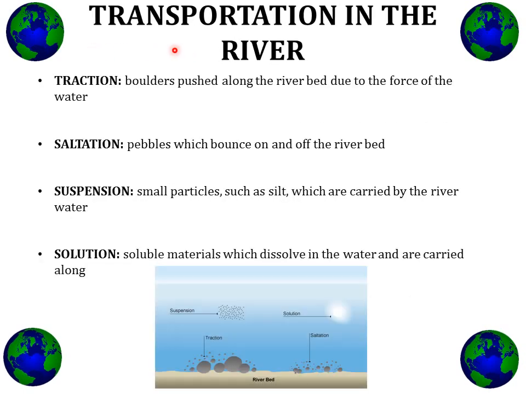Now, transportation in the river, there are 4 processes of transportation. The first one is traction, which are boulders pushed along the riverbeds due to the force of the water. Siltation, which are pebbles which bounce on and off the riverbed. Suspension, which are small particles such as silt, which are carried by the river water. And solution, which are soluble materials which dissolve in the water and are carried along.